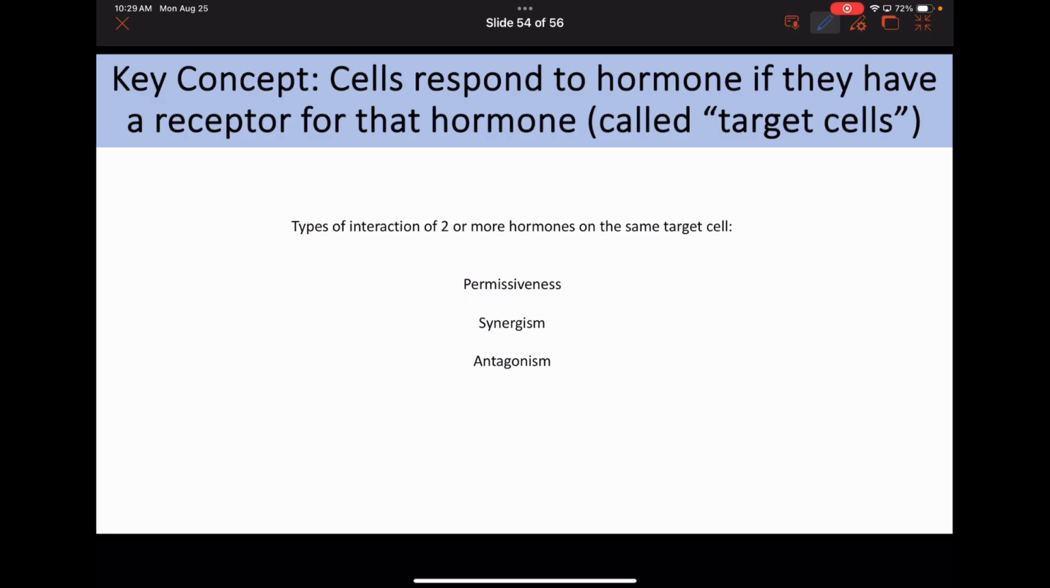Types of interactions of two or more hormones in the same target cell. So this is when we have, again, two hormones working on one cell.